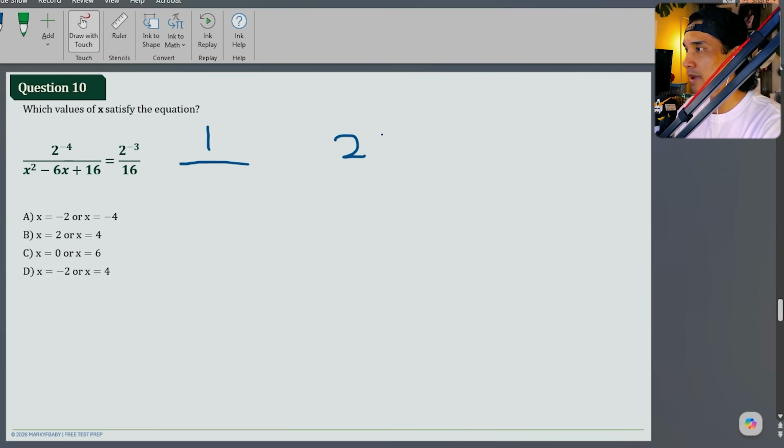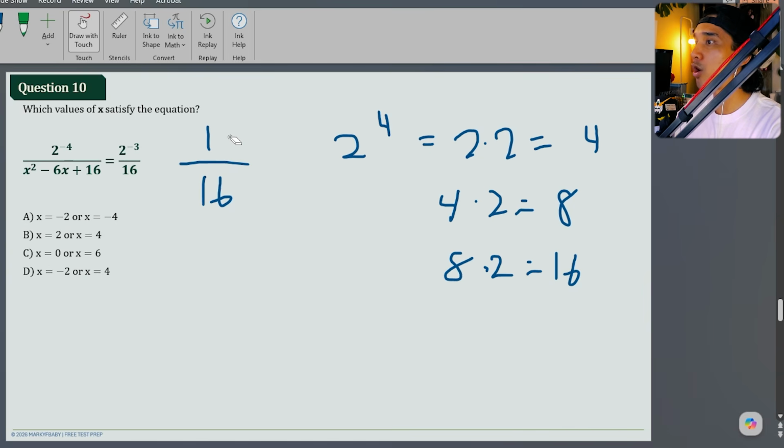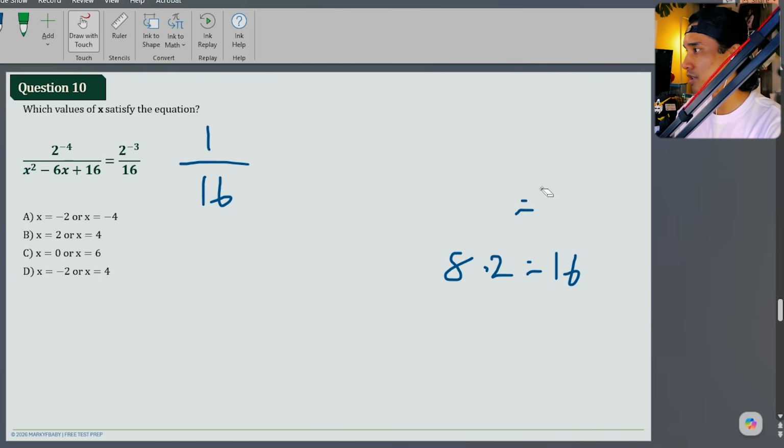So what is 2 to the power of 4? 2 times 2 equals 4, that's 2 squared. Then you have 2 cubed, which is 4 times 2, that equals 8. And then 2 to the power of 4 is 8 times 2, that equals 16. So 2 to the power of 4 is 16, and 2 to the power of negative 4 is 1 over 16. That's something that you should know.